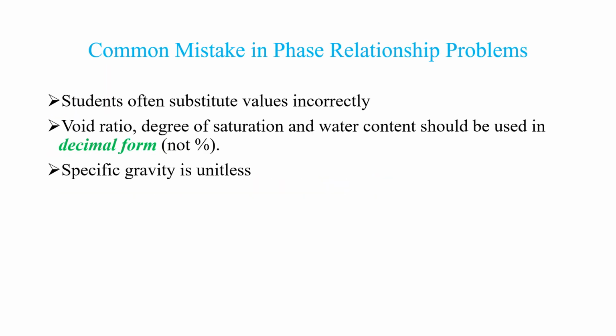Students often make mistakes in phase relationship problems by substituting values in percentage form. Remember to convert water content and degree of saturation into decimal form. Also, always remember that specific gravity is a unitless quantity.